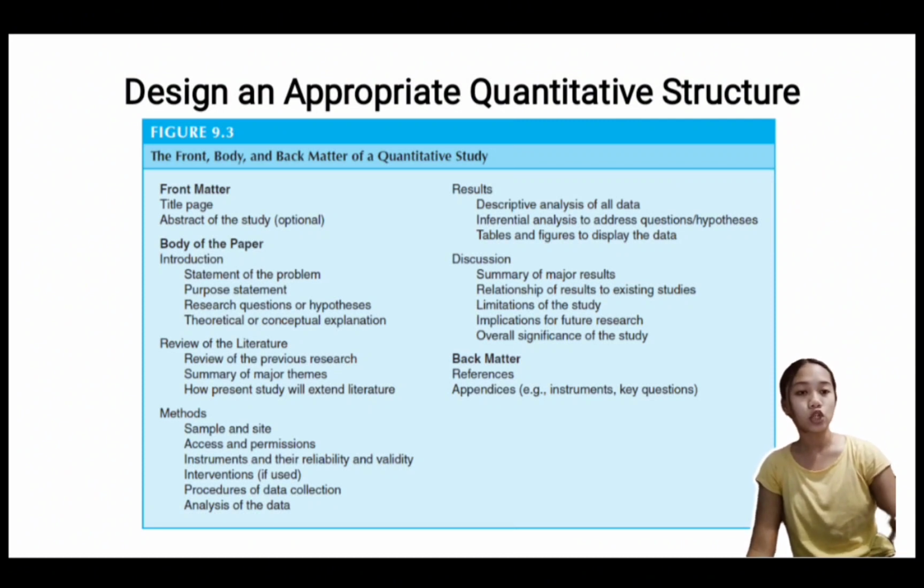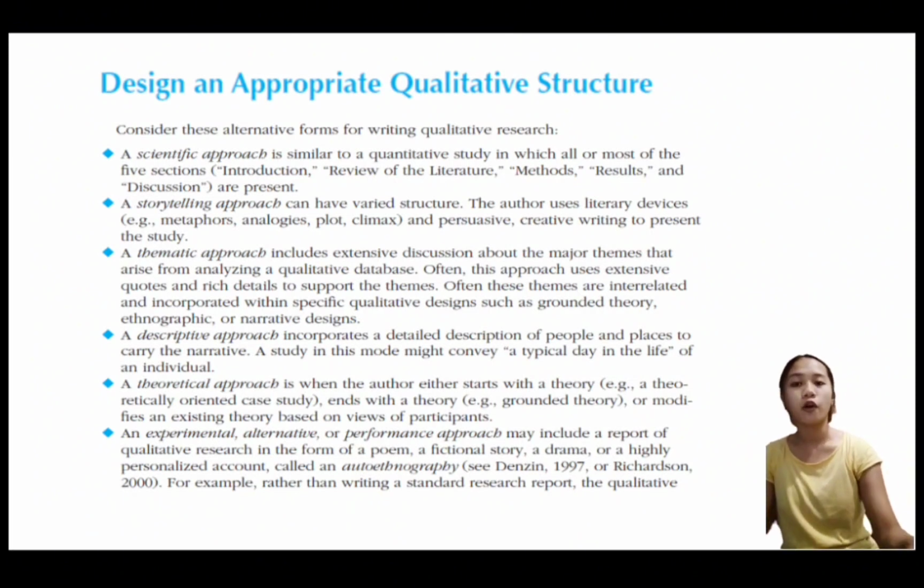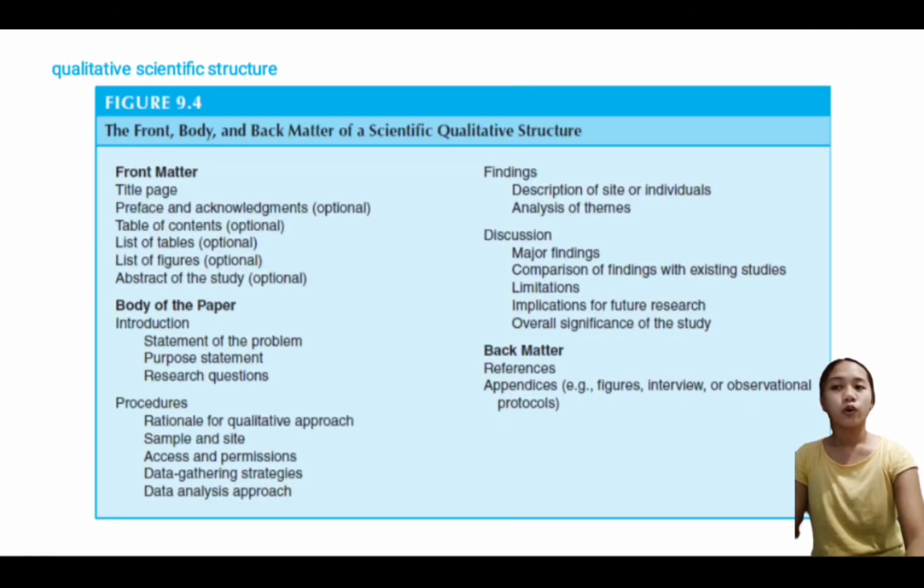While in qualitative structure, it seeks to... So there are alternative forms for writing qualitative research: the scientific approach, storytelling approach, thematic approach, descriptive approach, theoretical approach, and experimental, alternative, or performance approach. Although qualitative reports vary from the traditional scientific approach to the more experimental, it is helpful to look at two broad structural approaches. Qualitative scientific structure.